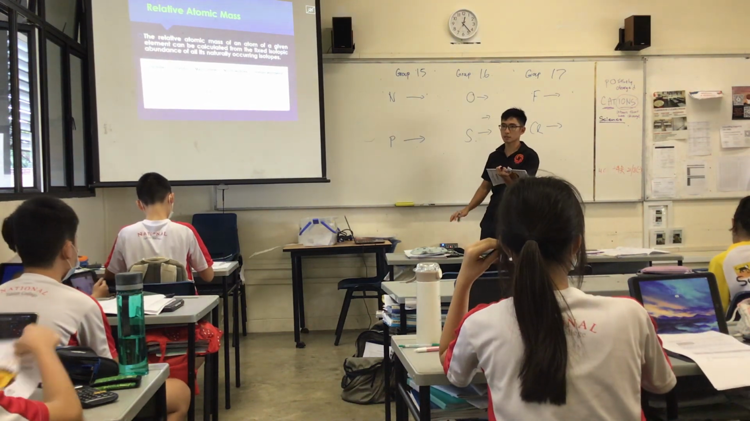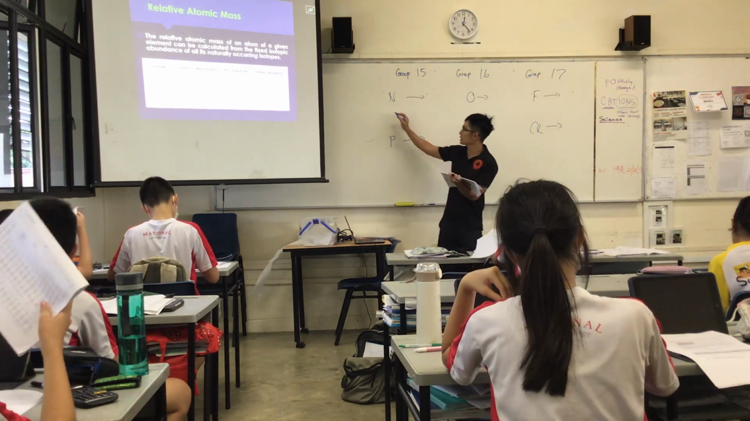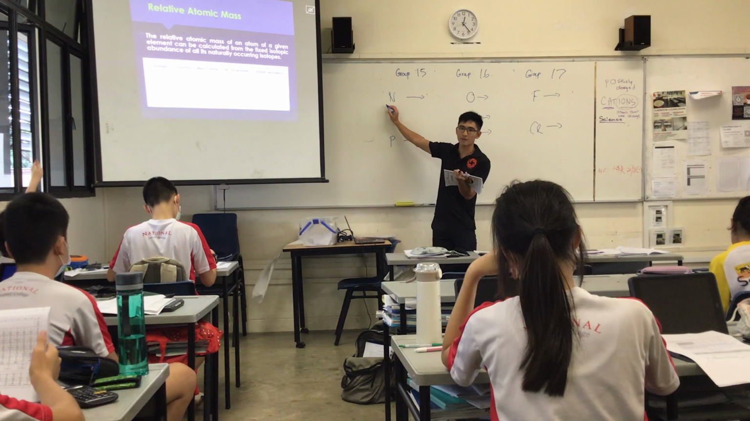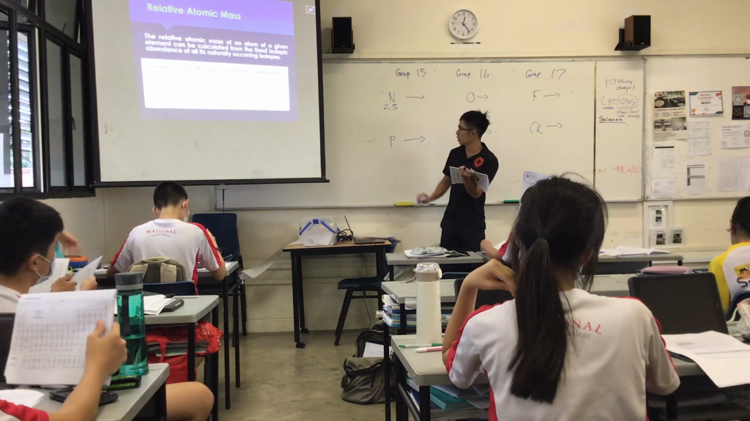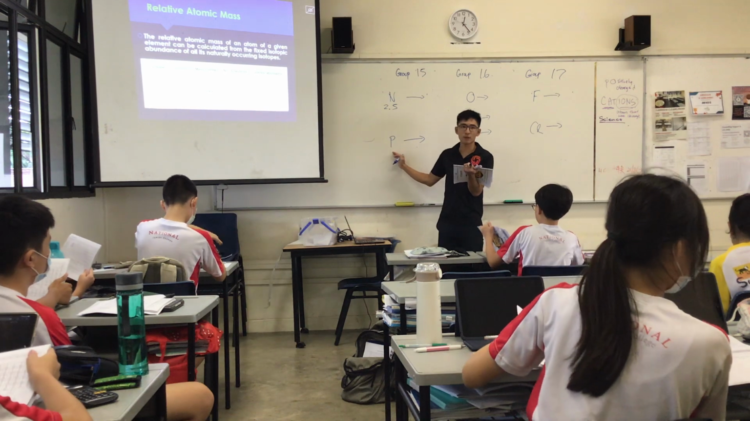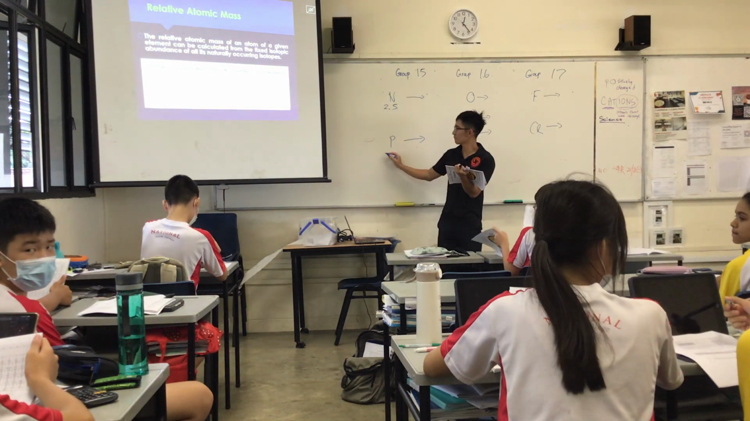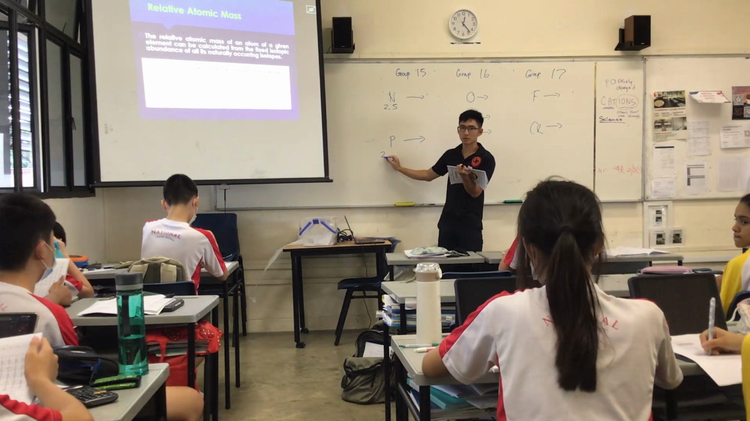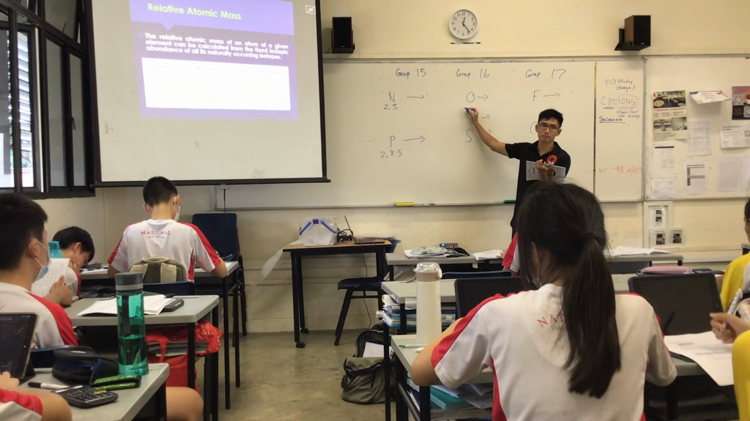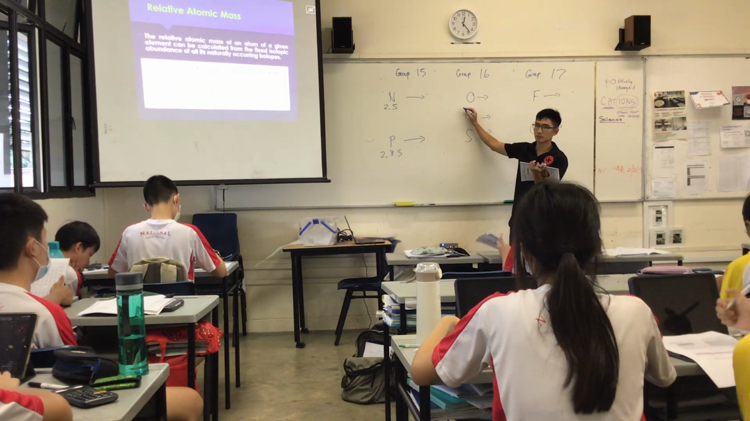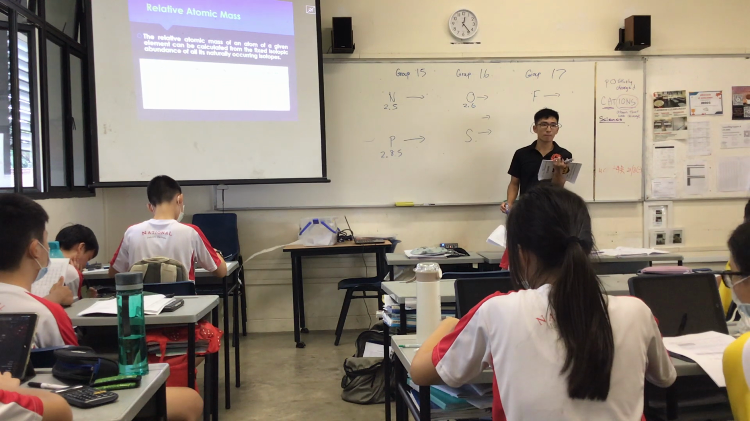You ready? Let's begin first with nitrogen. What's the electronic configuration of nitrogen? Ivan? 2.5. Very good. What is that of phosphorus? Yumi? 2.8.5. Okay. What is that of oxygen? Yushin? 2.6. Very good. Next one.